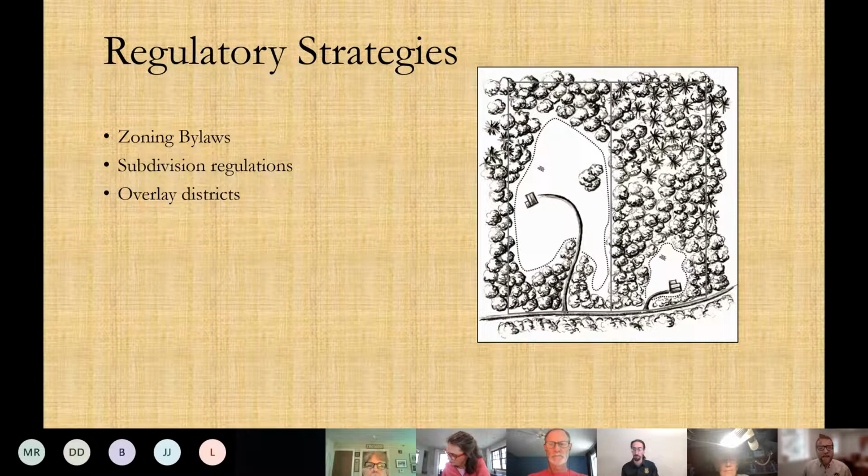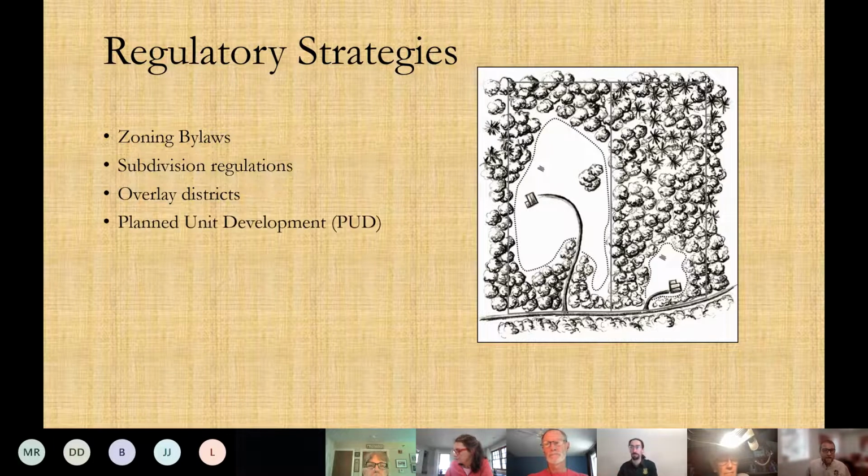The next tool is overlay districts. And the overlay district is a resource-based district. It allows you to draw lines on top of the regular zoning districts and then add standards to those. And so that's a way of protecting those highest priority natural resources that cut across other zoning districts.